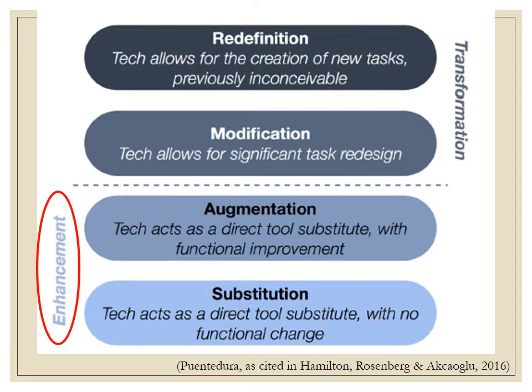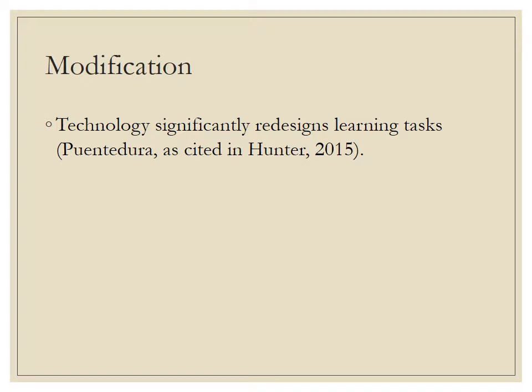Using technology on the substitution and augmentation level can make learning activities more efficient, but is not likely to bring big differences to students' learning outcomes. Teachers are encouraged to move up to the transformation levels when teaching with technology, and that is where most of the learning takes place. The modification level involves technology significantly redesigning learning tasks.